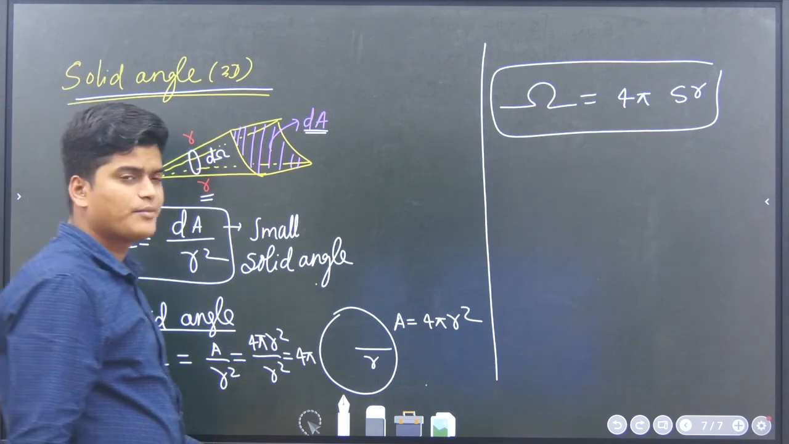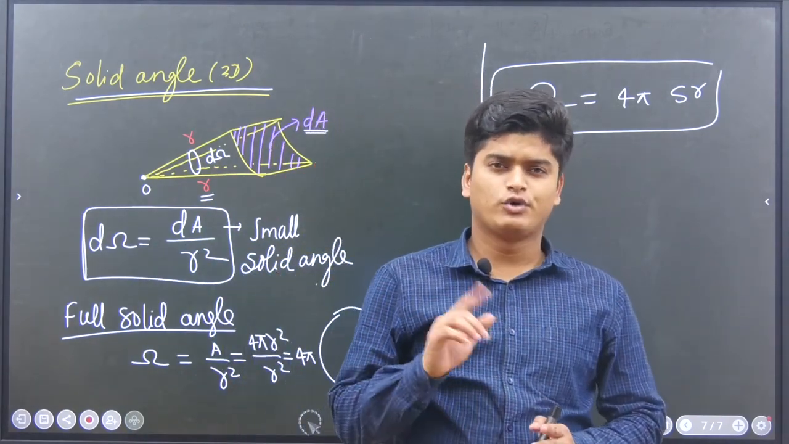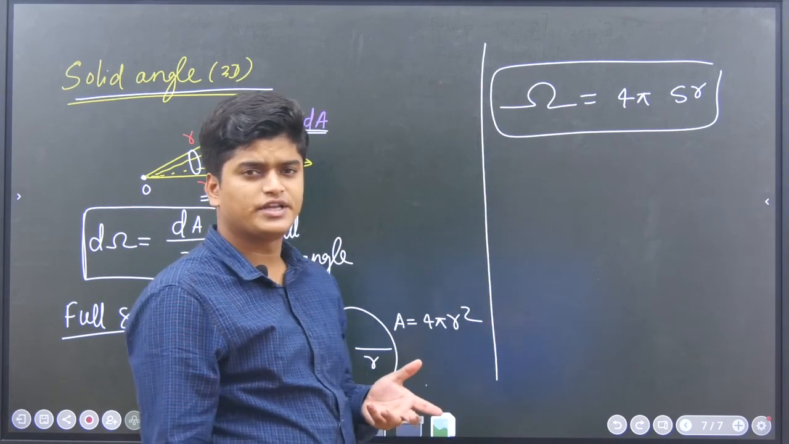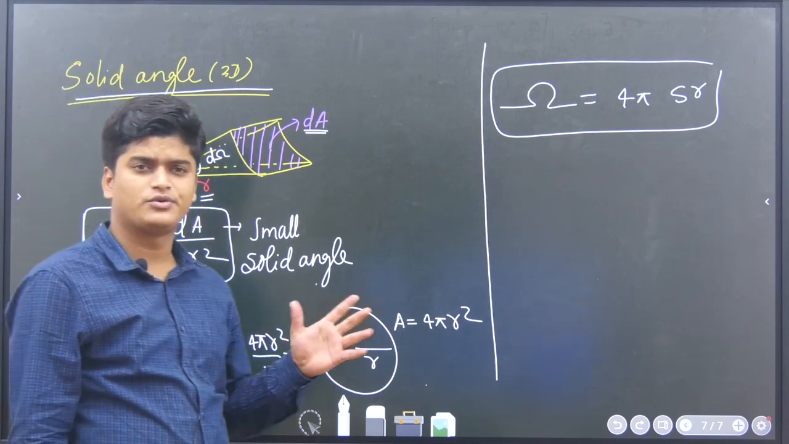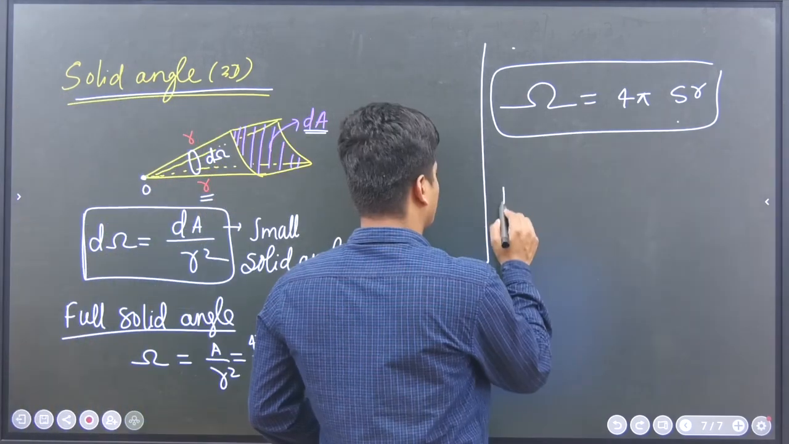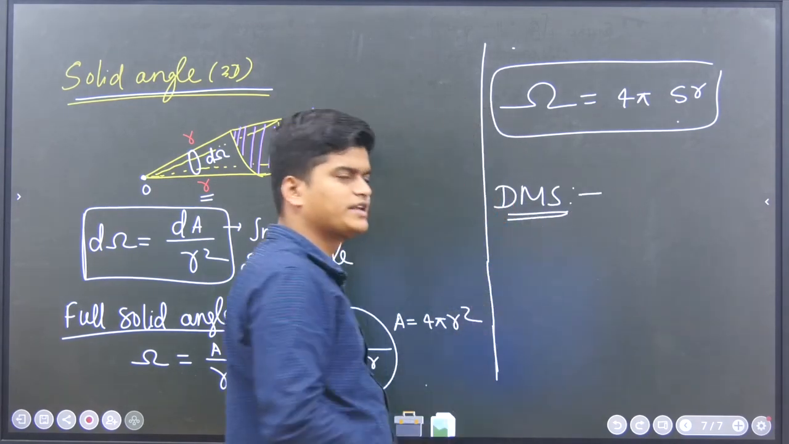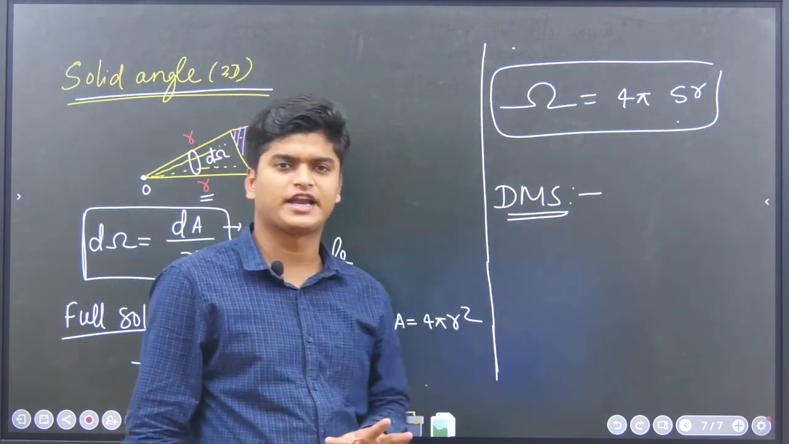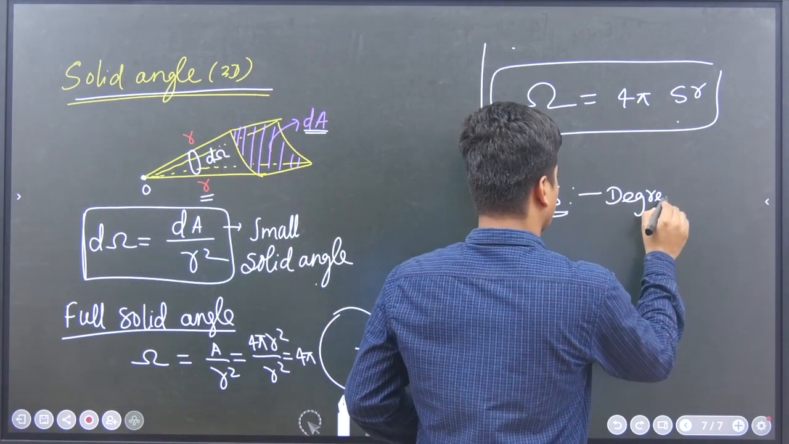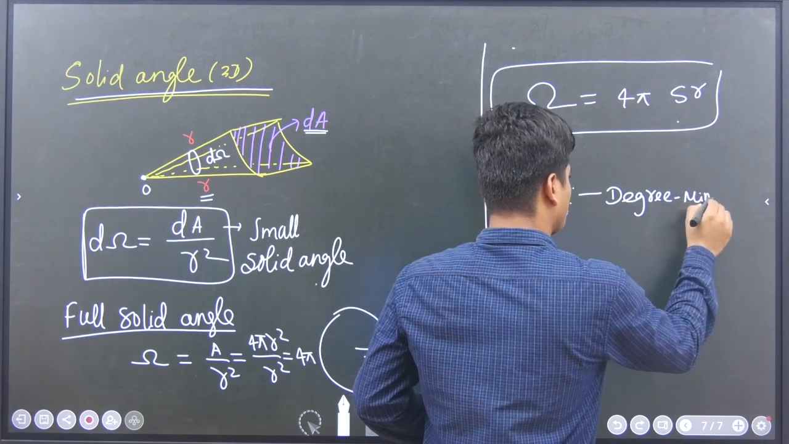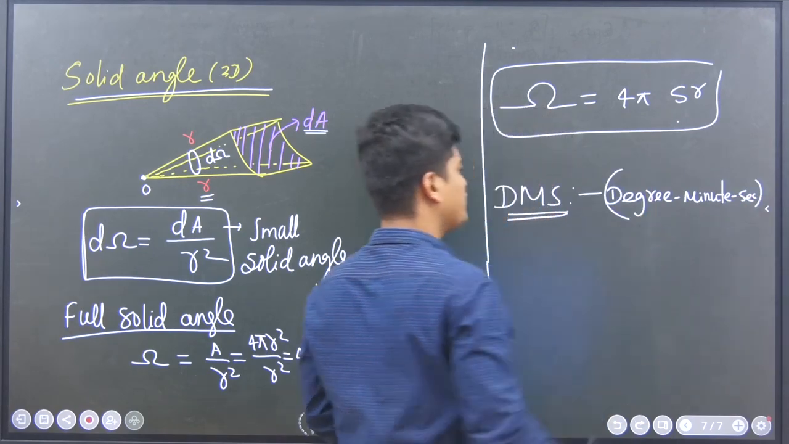Okay, this is the idea about plane angle and solid angle, but most of the time we will come across this plane angle, and we will also understand another system of units, that is basically degree, minute, second, and we will try to calculate some conversion factors between degree, minute and second. So what is the DMS system of units? Here D stands for degree, M for minute, and S for second.